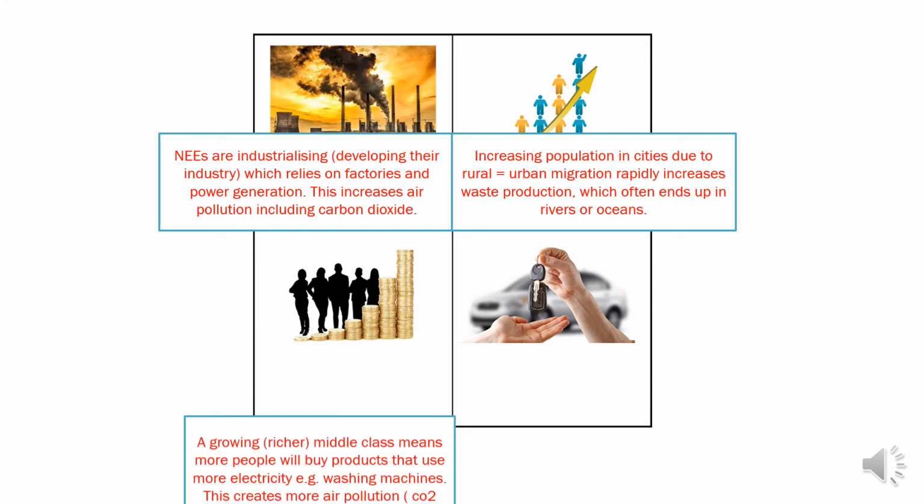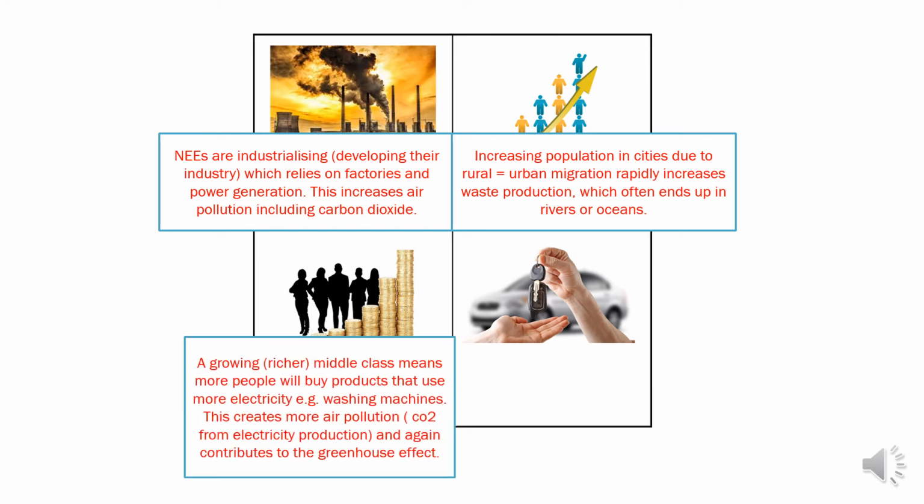The next picture is quite a tricky one. It's representing the growing of a richer middle class, which means there are more people to buy products that will use electricity. And if that electricity is made by burning fossil fuels, then that again will increase that CO2 being released. Also, in this example, we've talked about washing machines.